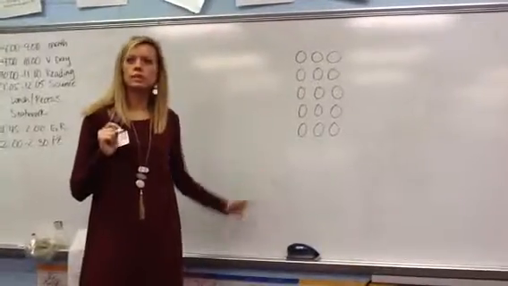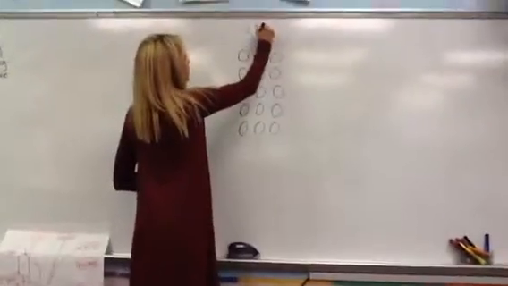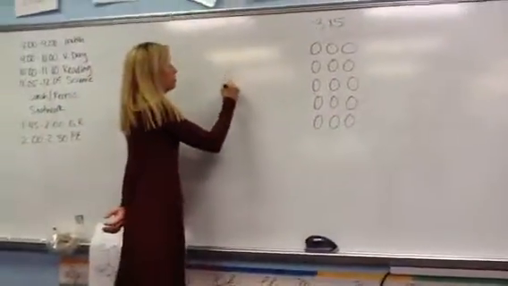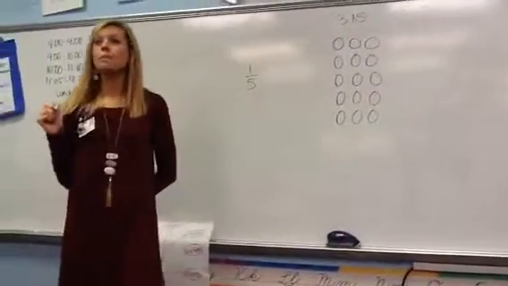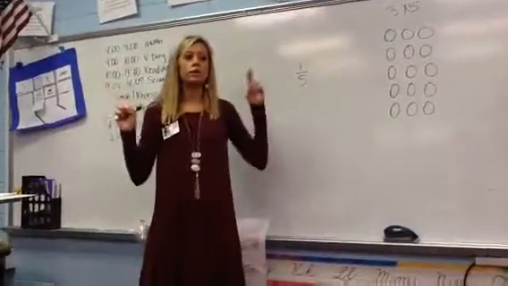Array. It's a what by what? 3 by 5. So it is a 3 by 5. I want you to tell me what would 1/5 of this array be? How many would 1/5 be? 3, 5. Okay, I hear 3 and I hear 5.